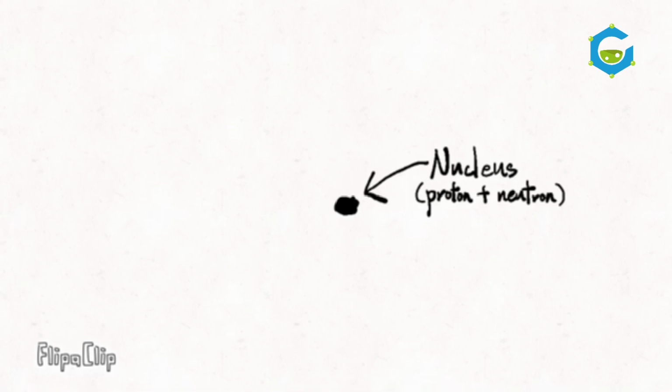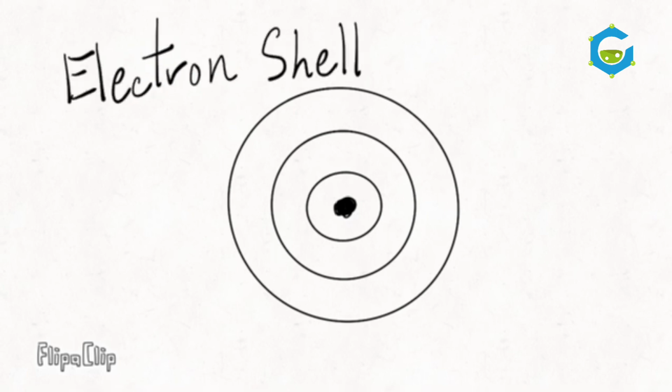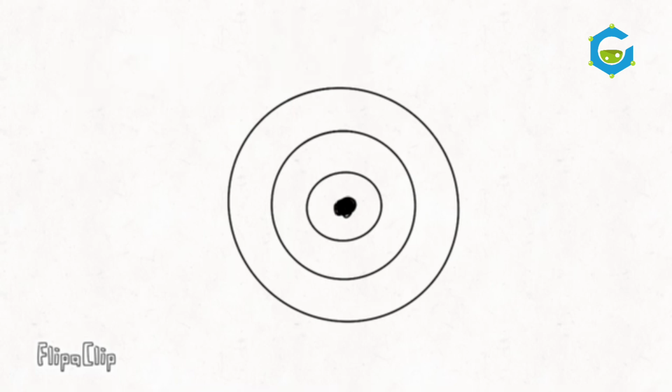Every atom is composed of a nucleus and electrons. The nucleus is made up of protons and neutrons. The electrons of an atom are attracted to the protons by electromagnetic force and move around the nucleus in the electron shell. Each electron shell can hold a different number of electrons.